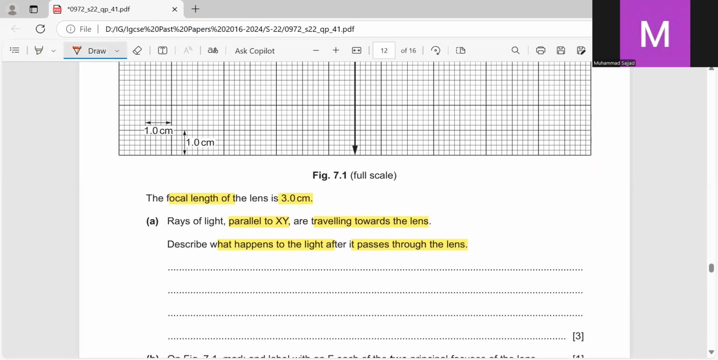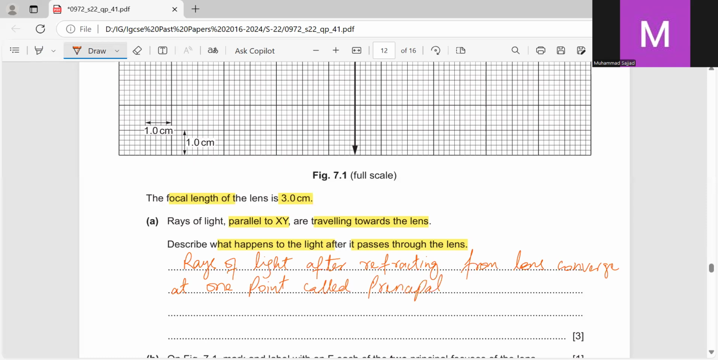Now, we will say rays of light after refracting from the lens converge at one point called the principal focus. Okay. Then it is called the principal focus.